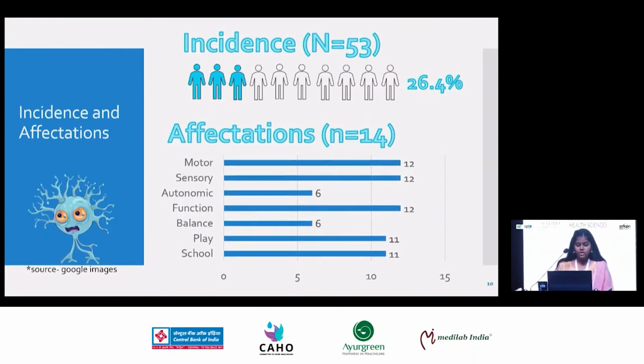According to literature, there is no Indian data for incidence of VIPN, but globally it varies from 12 to 78%.